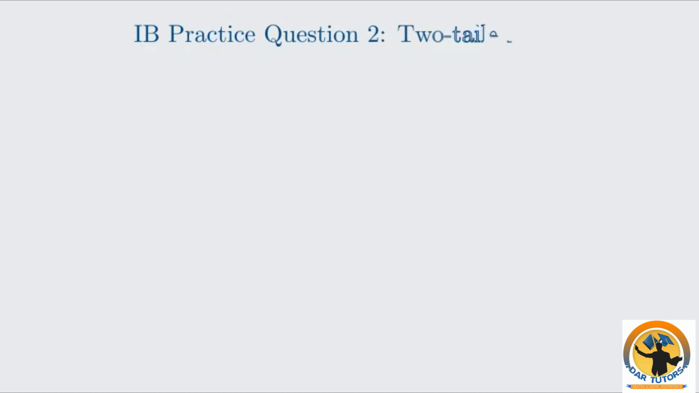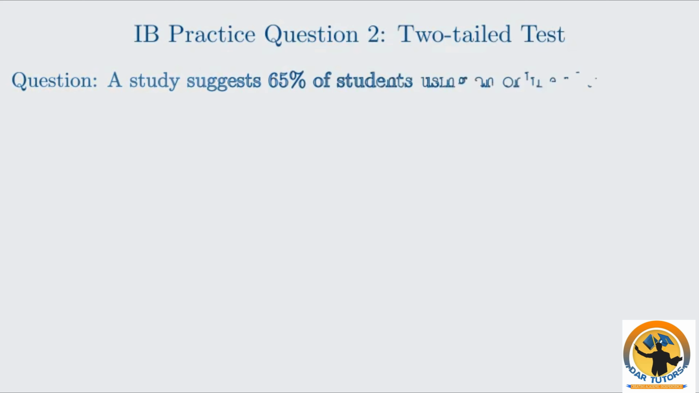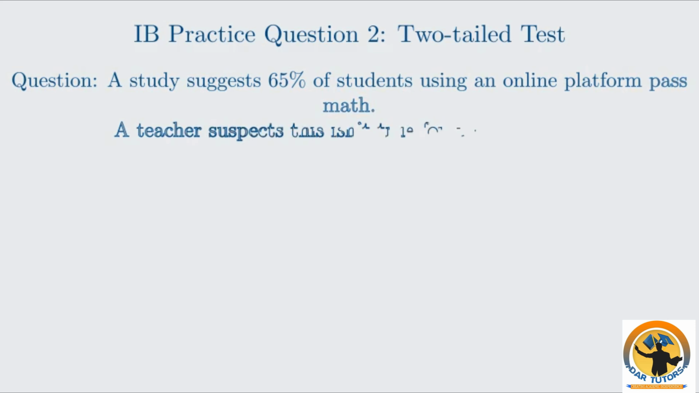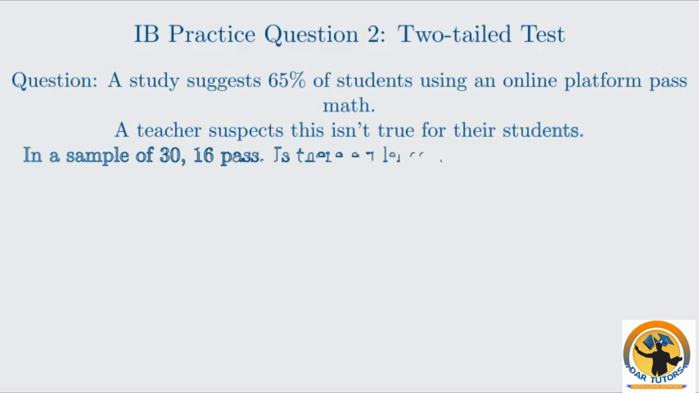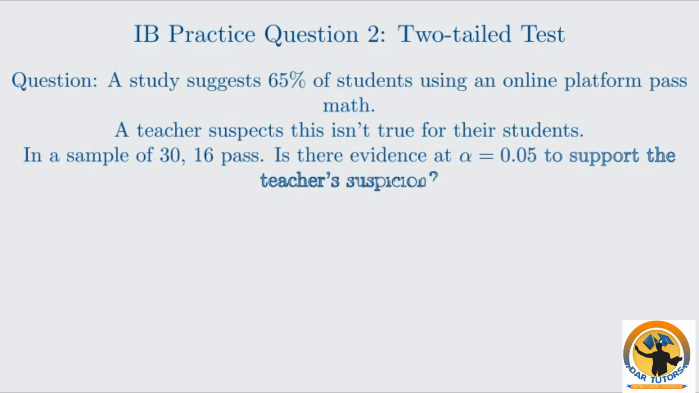Let's move on to a two-tailed test. Here, we're interested in any deviation from the null hypothesis, whether the true proportion is higher or lower. A recent study suggests that 65% of students who use an online learning platform achieve a passing grade in mathematics. A teacher suspects this is not the true proportion for their students and takes a random sample of 30 students. If 16 of them pass, is there evidence to support the teacher's suspicion at a 5% significance level?